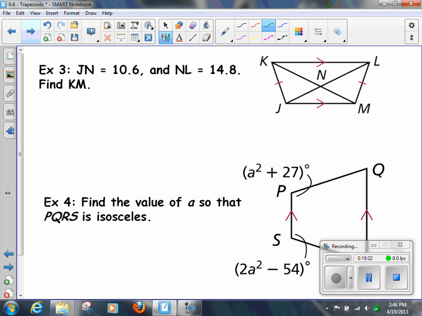All right, look at the next one. It says JN is 10.6. NL is 14.8. We have to find KM. It's the same line. JL is congruent, or equal, to KM. So add them together. 10.6 plus 14.8 is going to be what?